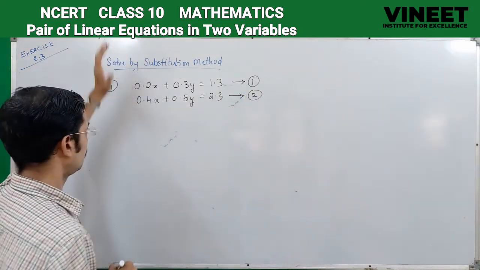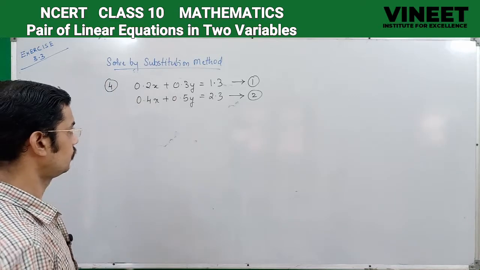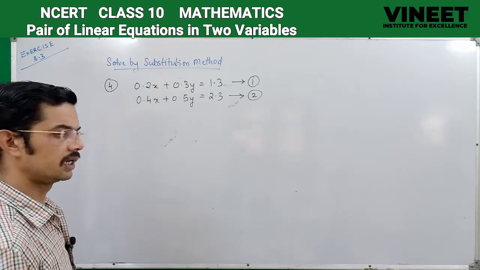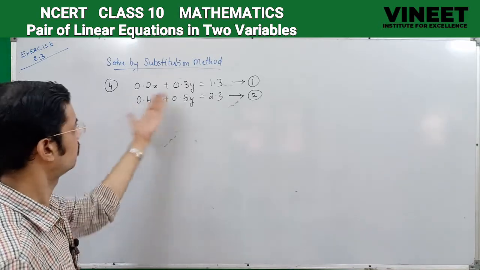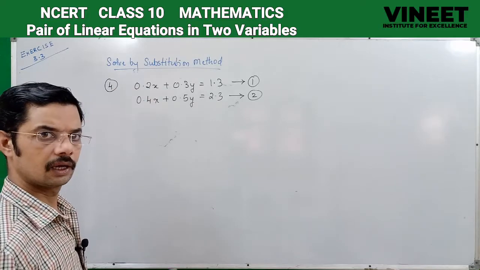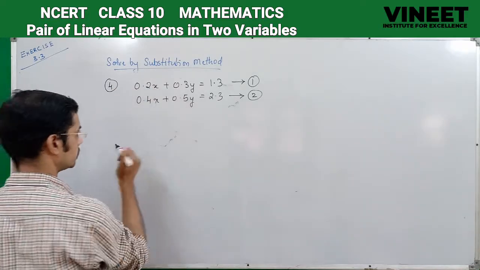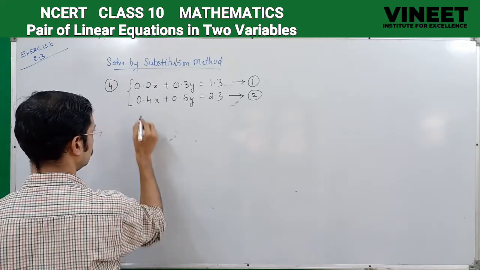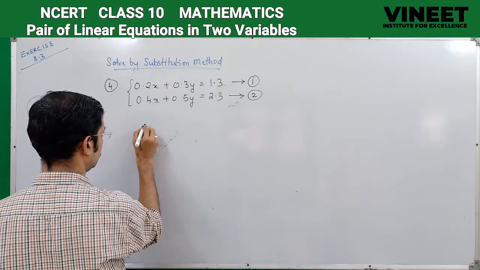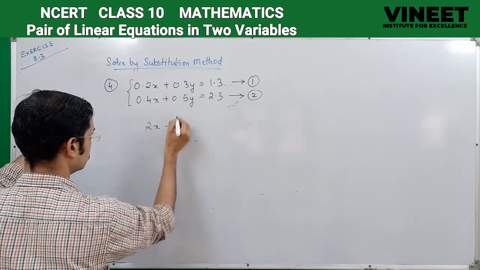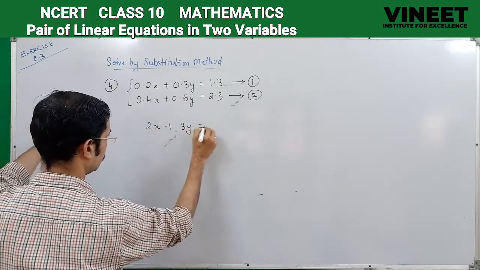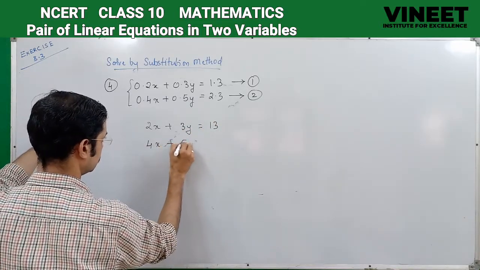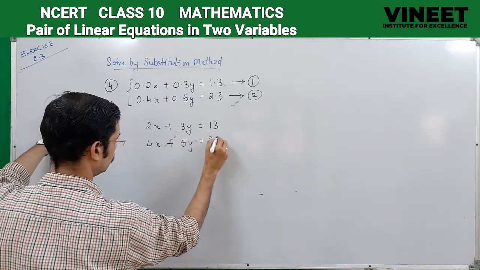Now we have to find out the values of x and y. We need to solve them. So first we will simplify these things by removing the decimals, and it is very simple to remove the decimals. Just by multiplying 10 throughout both the equations, we will remove the decimals. So this pair of equations can be transformed to 2x plus 3y equal to 13 and 4x plus 5y equal to 23.